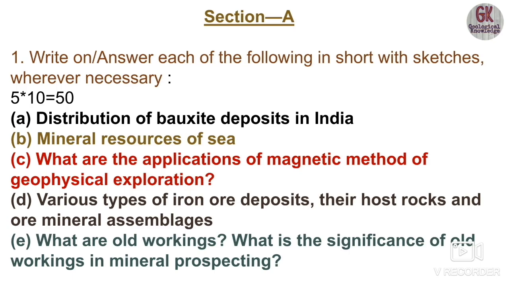Old working means you are going into the field in 2020 or 2019, and you have no idea about that particular area. So old workings mean the old papers or the old research papers or the old field work which have been done by geologists. So that work can be used in the present scenario.